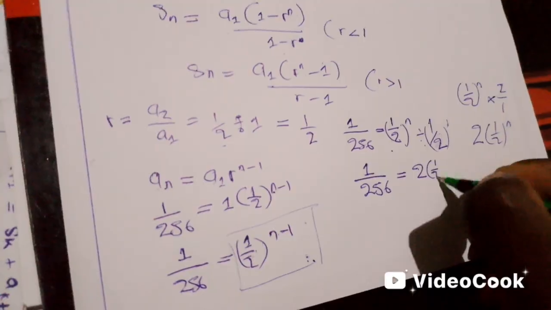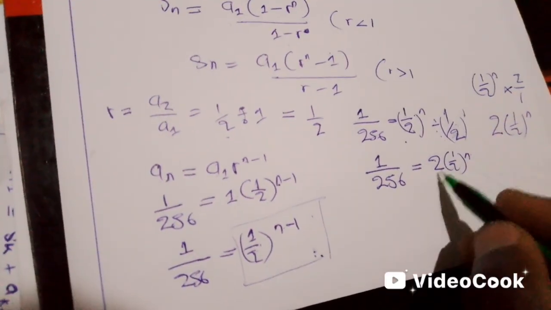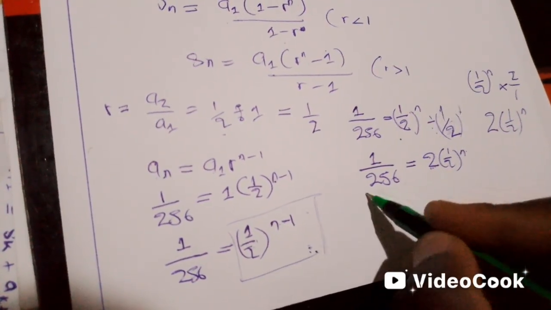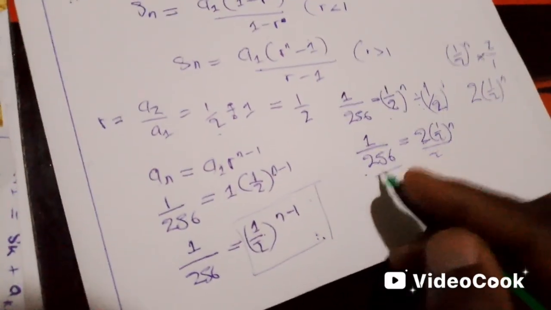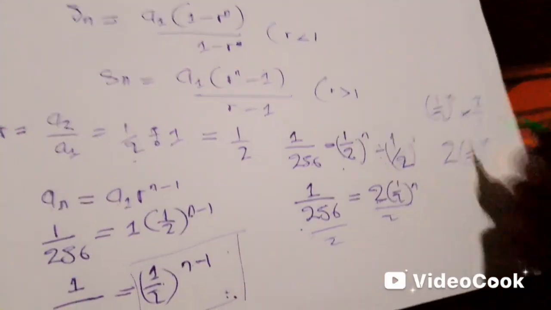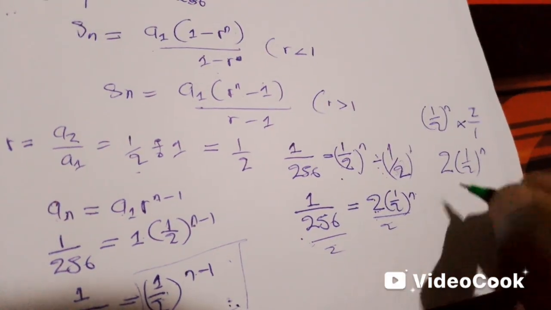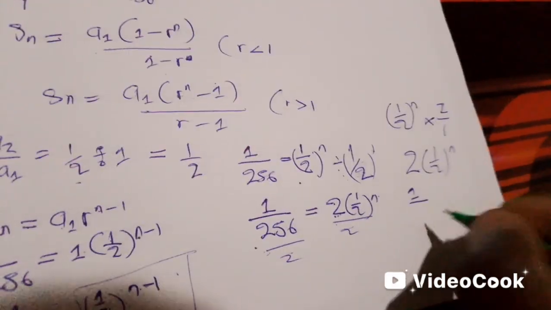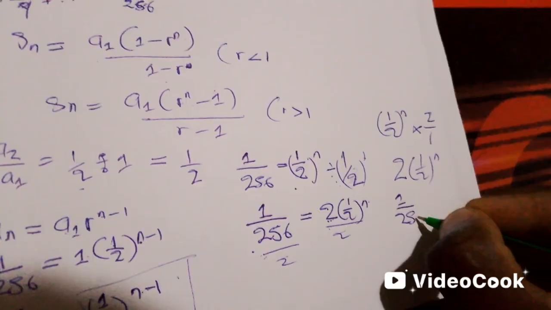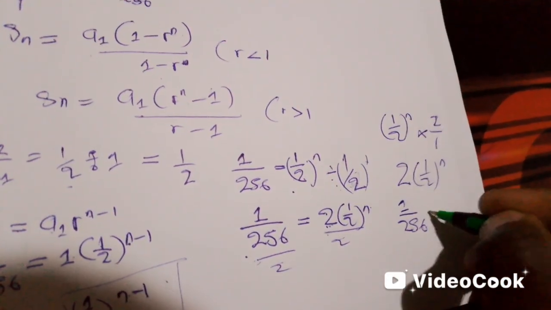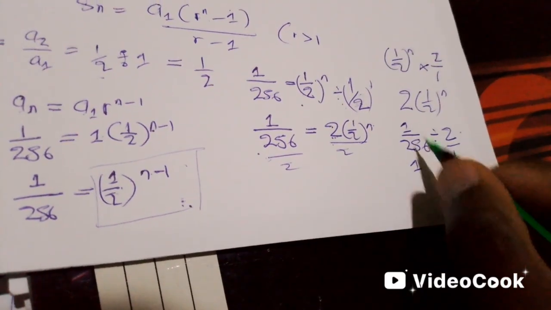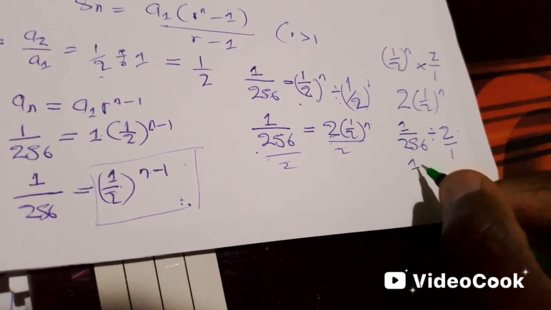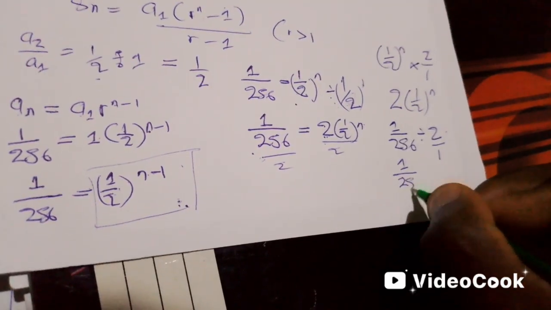So now let me just remove this half by dividing. Since I'm dividing the half this side, I'm dividing the 2, not the half. I'm saying 1 over 256 divided by 2 to the n. If it's divided by 2, we can reciprocate again, and we're going to have 256 times 1 over 2 to the n, 1 over 2.